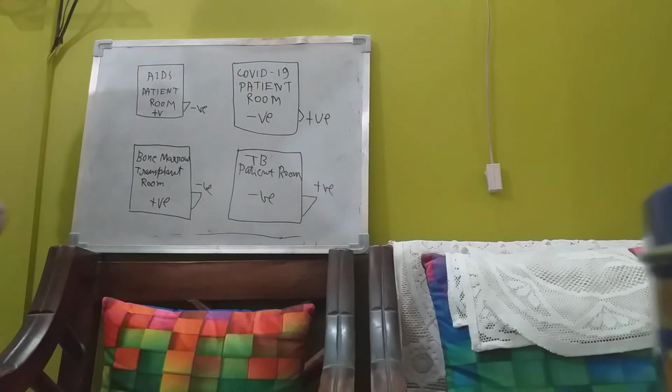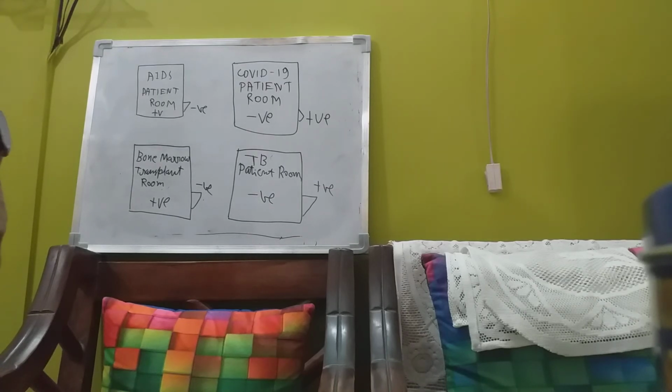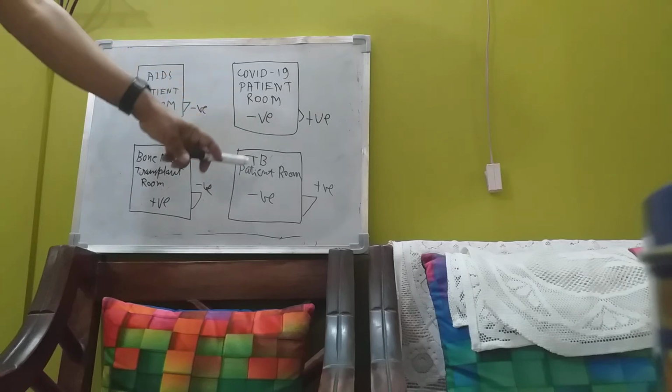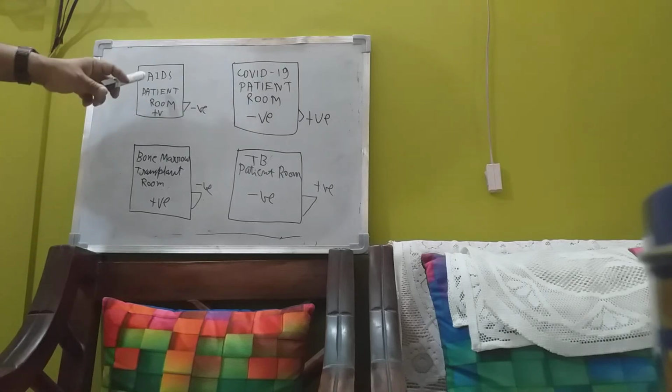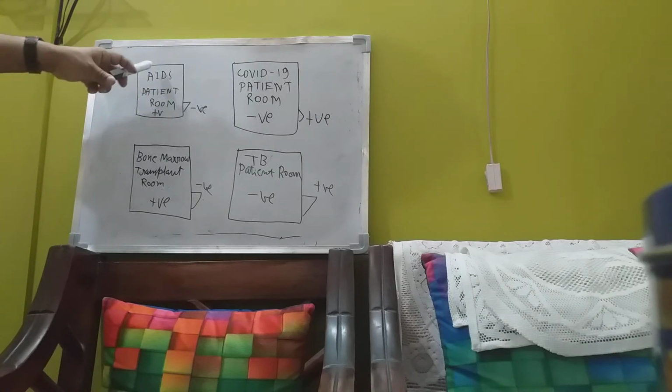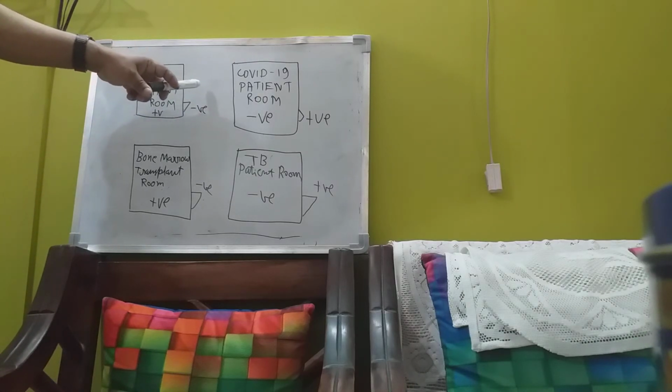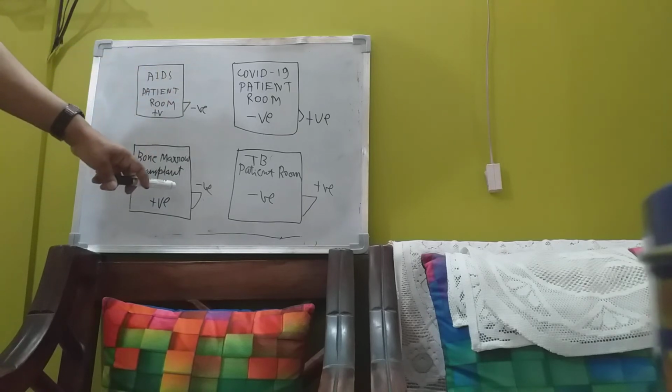Now, we have positive and negative rooms in hospital. There are some patient rooms in the hospital which are kept under positive or negative pressure. You can see different positive and negative pressures I have shown here. In the room, we maintain a positive pressure or negative pressure. How do we maintain it? We supply more air here as compared to outside, and it remains positive.